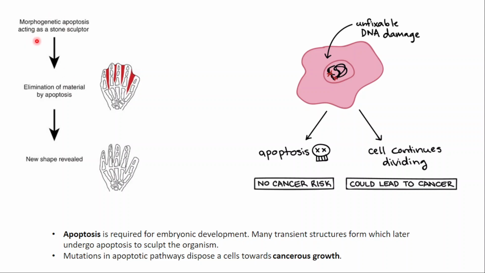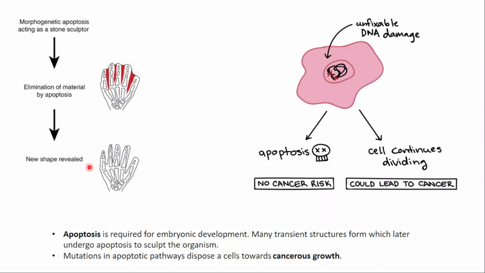Morphogenetic apoptosis acts as a stone sculptor: elimination of material by apoptosis, or programmed cell death, reveals a new shape. When we begin our hand formation, it doesn't start with five fingers. It starts as a webbed whole bud called the limb bud, and in the limb bud, as development progresses, there are five distinct regions which form our fingers, and the tissue in between the fingers is called interdigital mesenchyme.